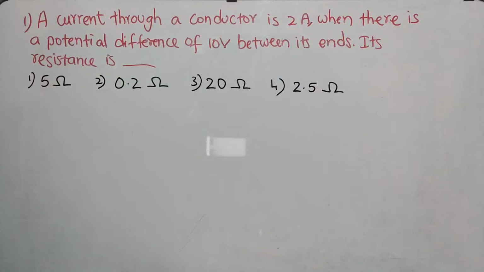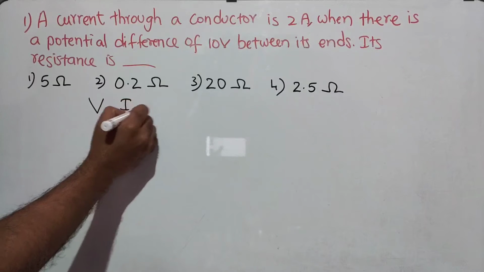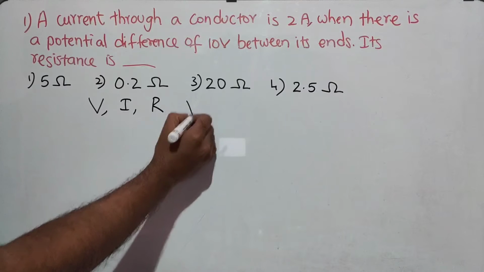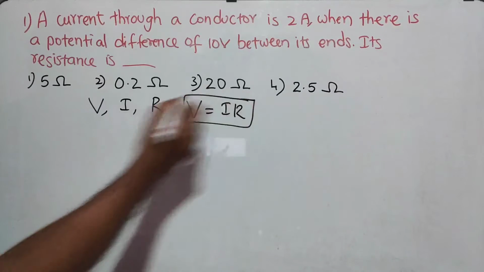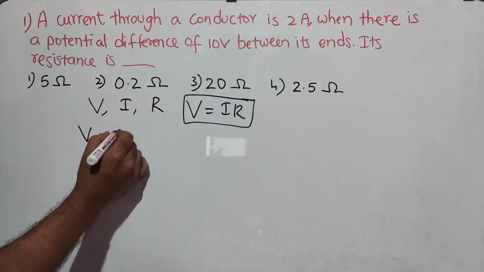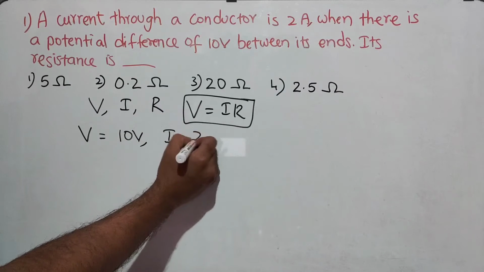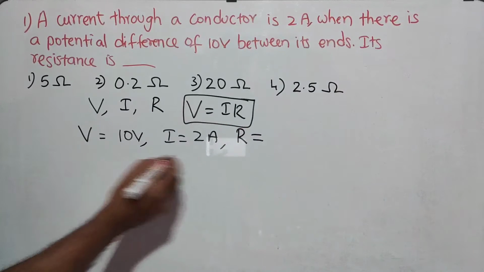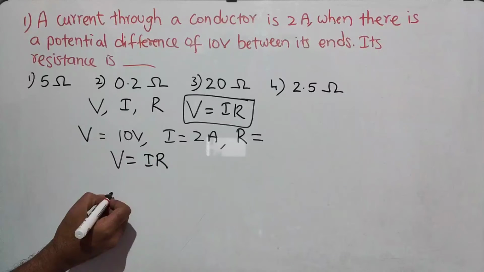So the relation between potential difference, current and resistance is given by Ohm's law, that is V is equal to IR. So here V is given as 10 volts and current I is equal to 2 amperes. So we have to find resistance, that is R. By using the formula V is equal to IR, we can find the resistance.